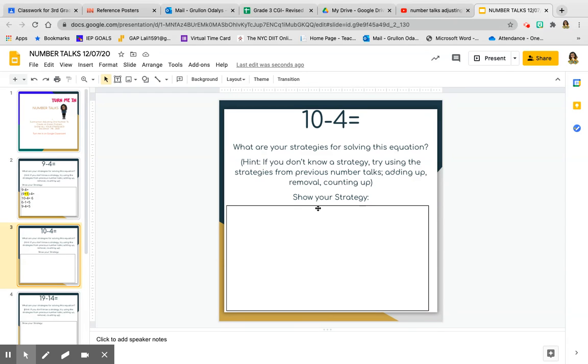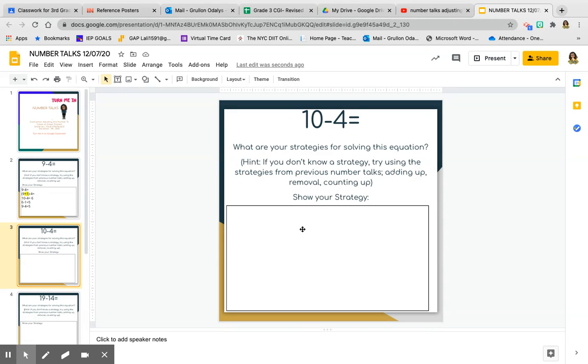All right, we have 10 minus 4. I encourage you to use your number talk symbols. Remember, the fist on your chest means that you're thinking. 1 thumb up means you have 1 strategy. 2 thumbs up, you have 2, etc., with each finger that you add. All right.